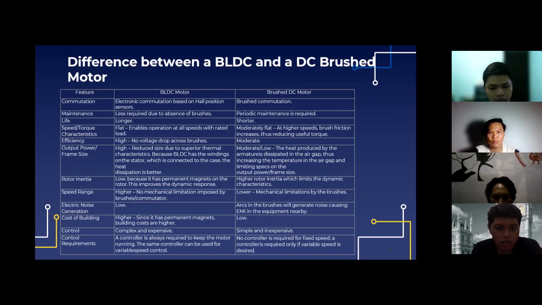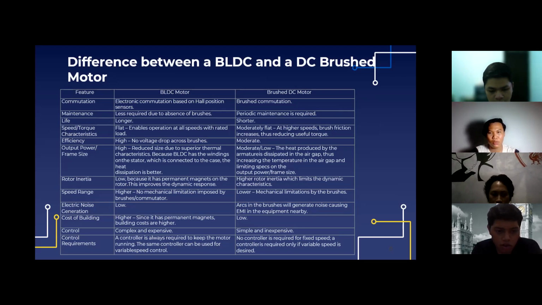Cost of building on the PLDC motor is higher since it has permanent magnets. Building costs are higher, but on the brush DC motor it is low. The control on the PLDC motor is complex and expensive, but on the brush DC motor it is simple and inexpensive.